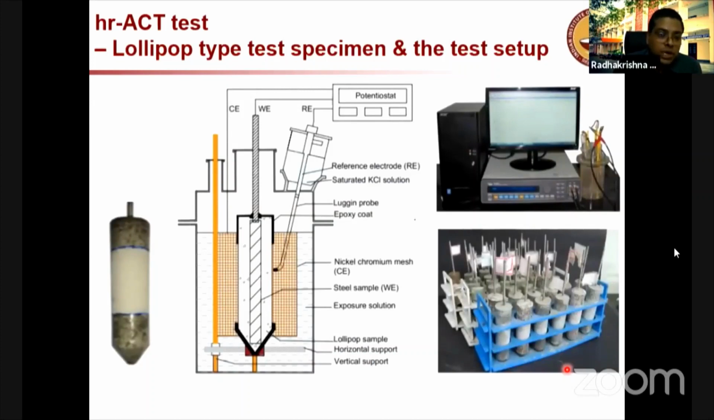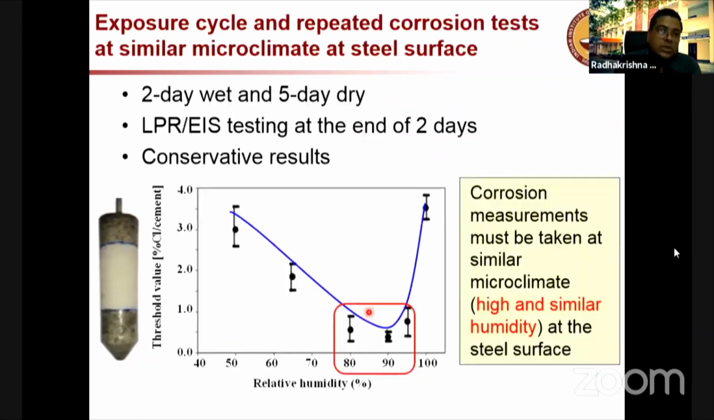This is how the HRACT test specimen looks. On the left side, you can see the lollipop type specimen. It's a very small cylinder with an about 10 centimeter long steel rebar inside, and this is how the test setup looks. I'm not going to go into more detail, but we can do electrochemical tests. It means that you can detect the initiation of corrosion even before we can see the rust spot with the naked eye. That's the beauty.